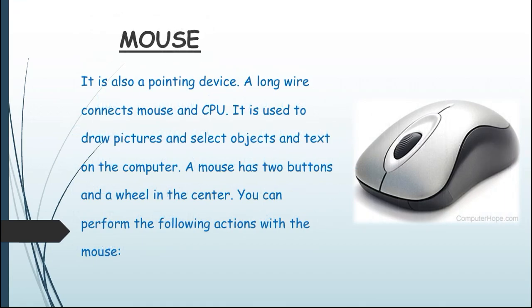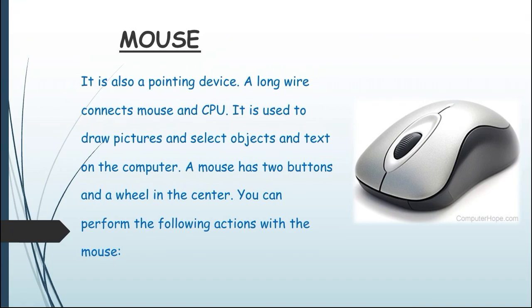Then we have the mouse. It is also a pointing device. A long wire connects the mouse and CPU. It is used to draw pictures and select objects and text on the computer. A mouse has two buttons and a wheel in the center. You can perform the following actions with the mouse.